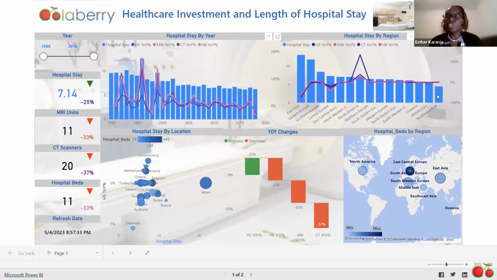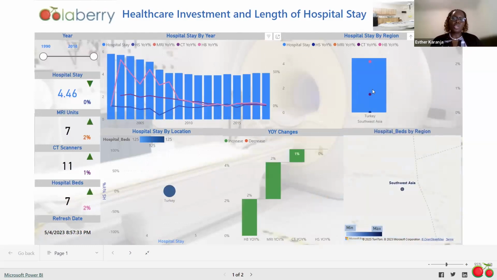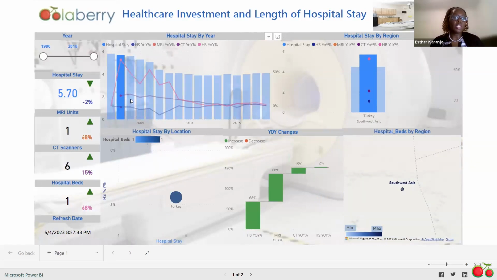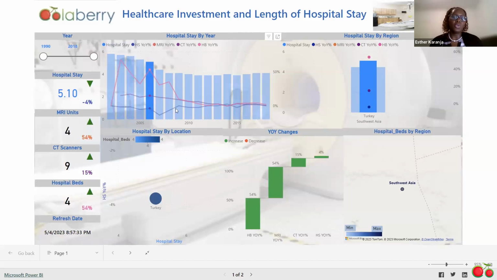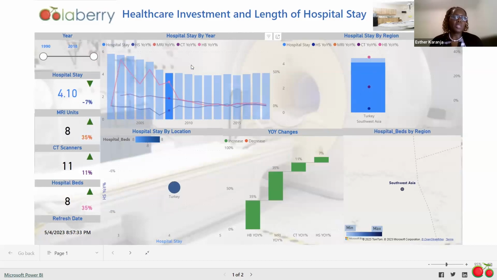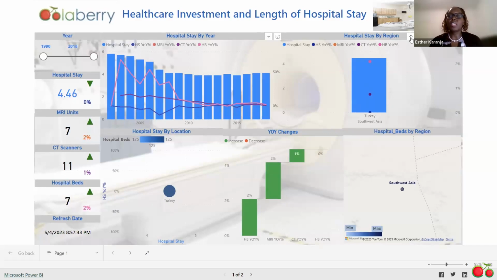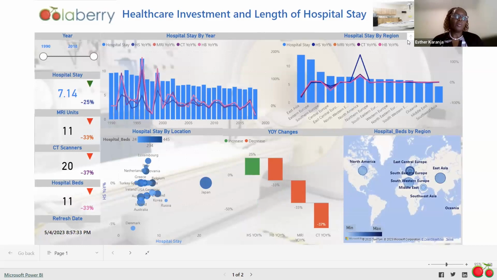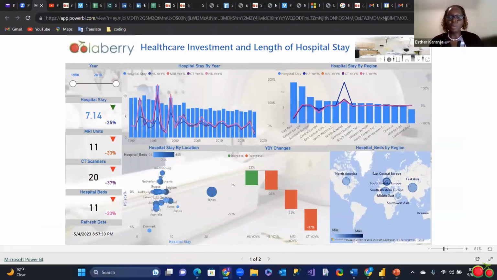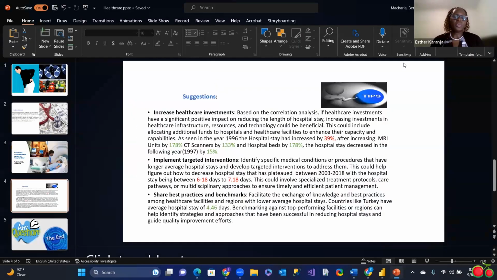We can focus mainly on Southwest Asia, specifically Turkey. We see Turkey has been able to maintain its hospital stay to less than 4.46 days. As you click on each year, you can see that there's always a positive investment in MRI units, CT scanners, and hospital beds. So we can definitely conclude that Turkey has been investing more in MRI units, CT scanners, and hospital beds to keep their number of days at the hospital lower. Now let's go back to my PowerPoint and I'll give you my suggestions.